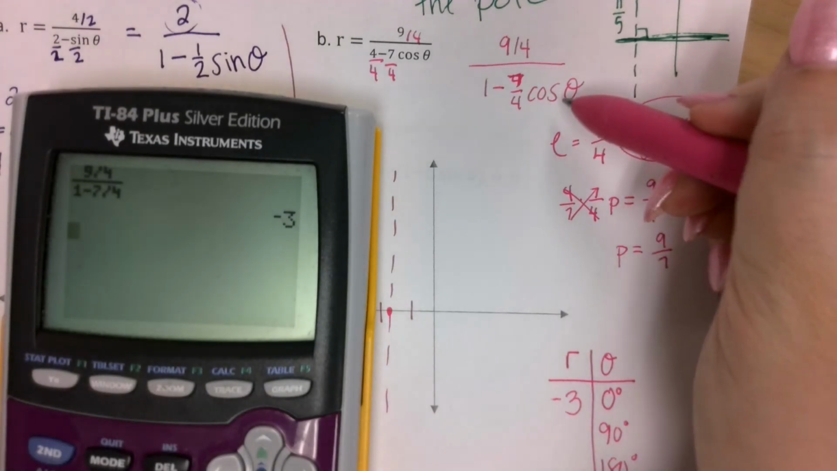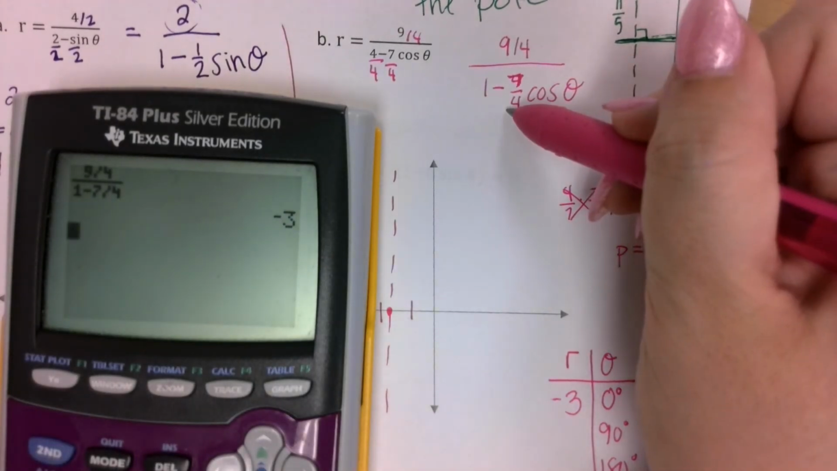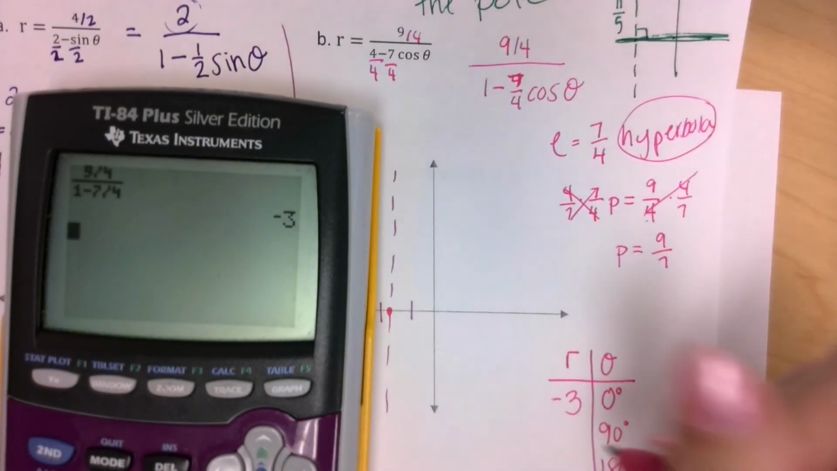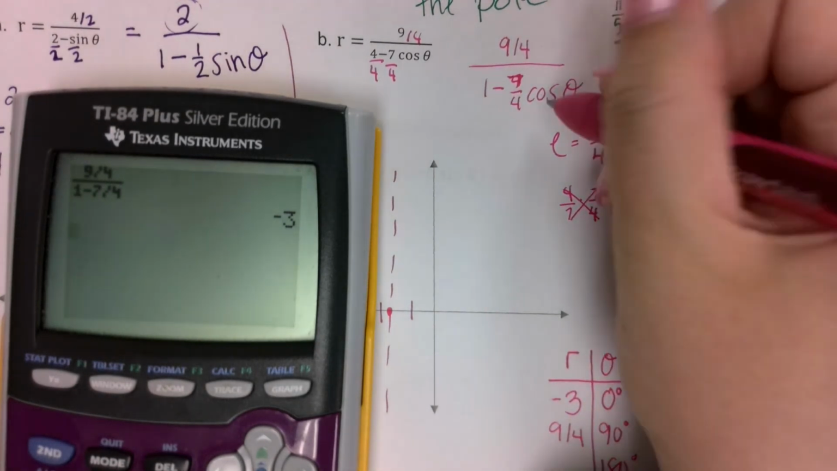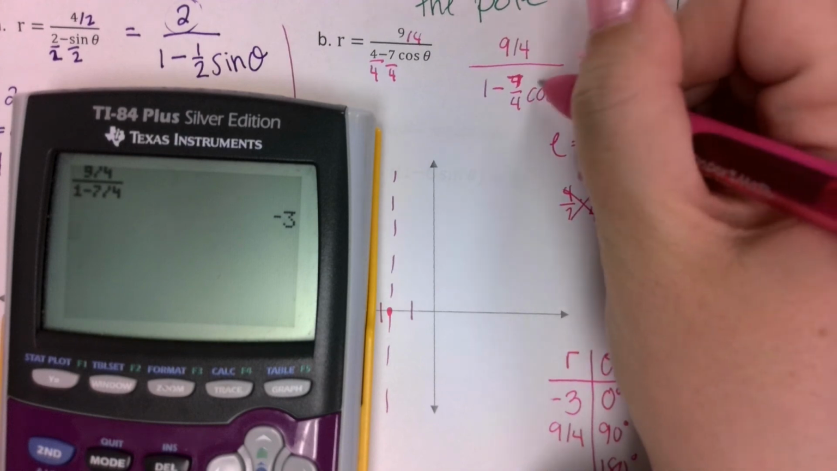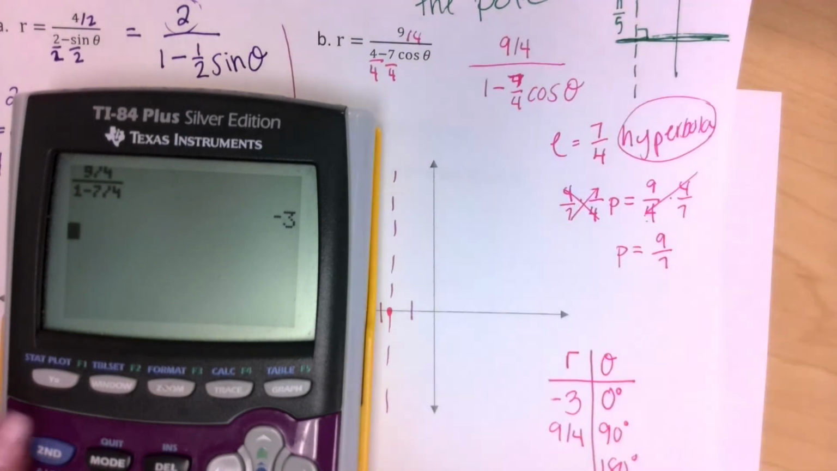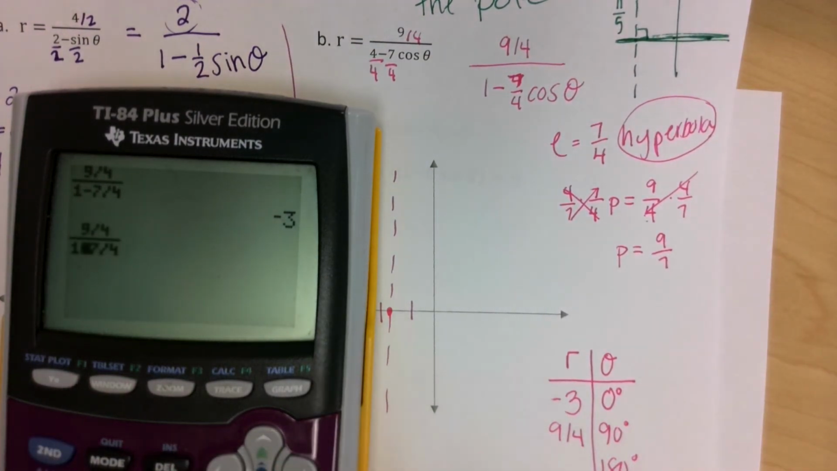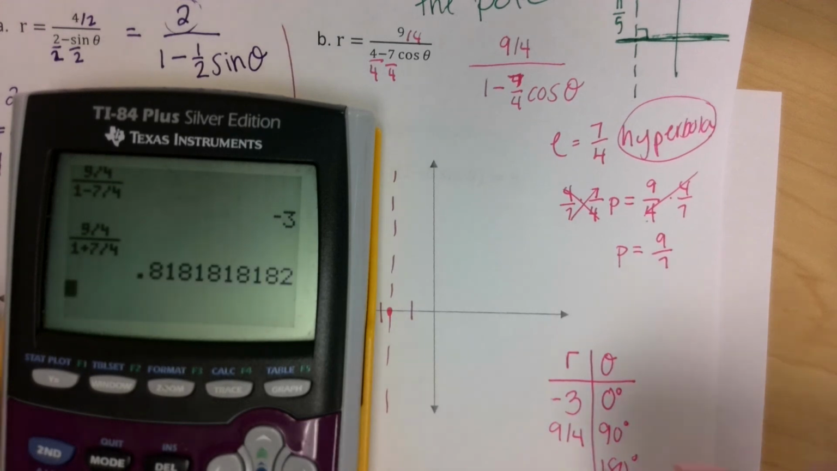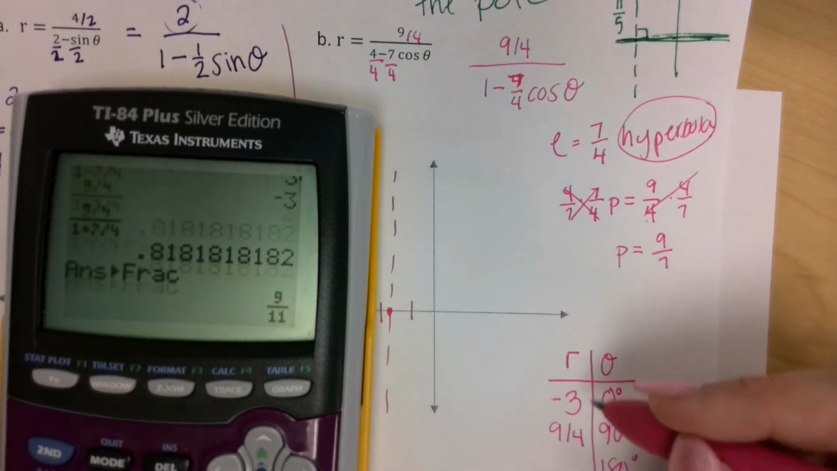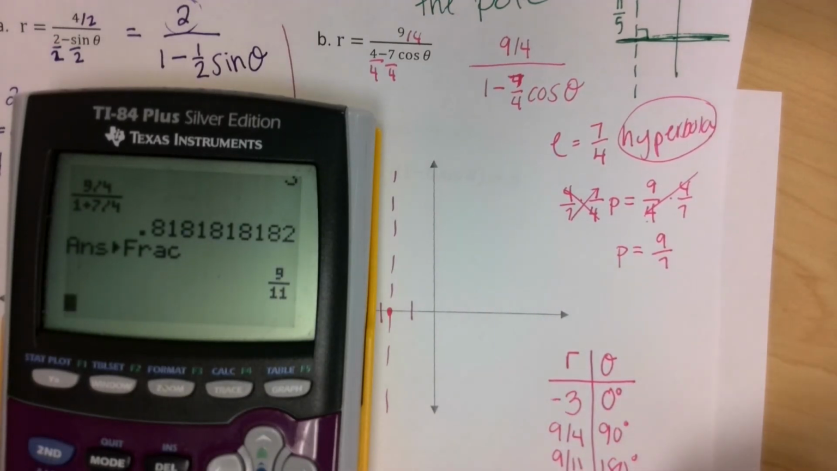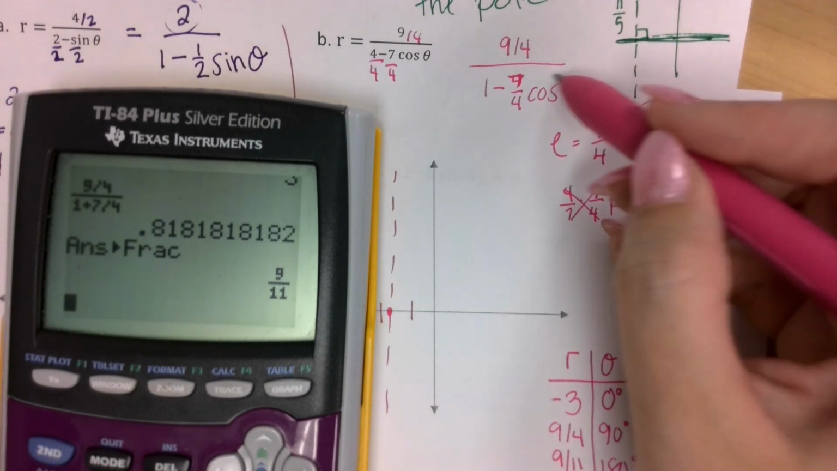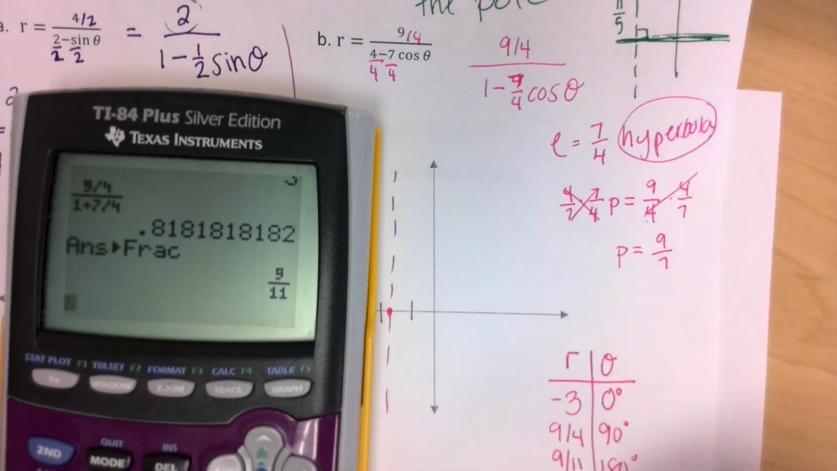Cosine of 90 degrees is 0, so that's going to drop out, leaving us with just 9 over 4 divided by 1. 180 degrees is going to make cosine negative 1, so that's going to turn this to a plus. Once again, if we don't know our unit circle anymore, we're in trouble. Go learn it. Okay, that gives us 9 over 11. Then 270, that's going to be 0 again, cancels out, just 9 over 4.